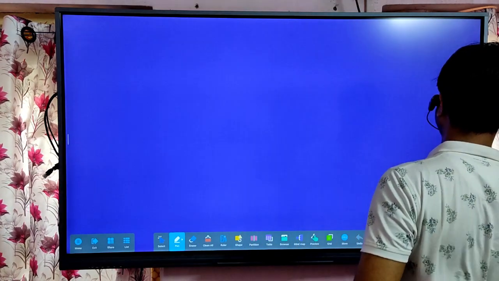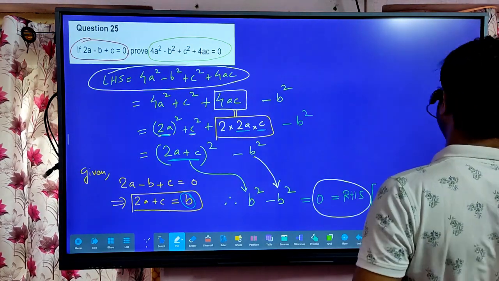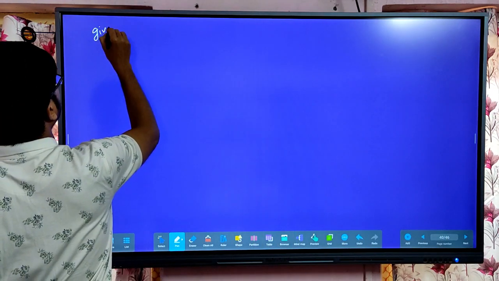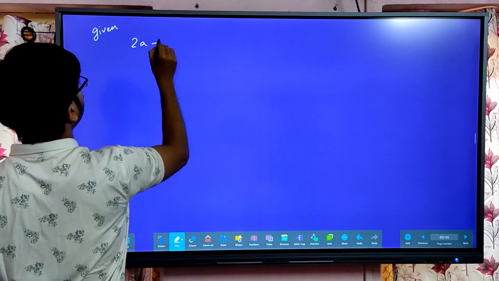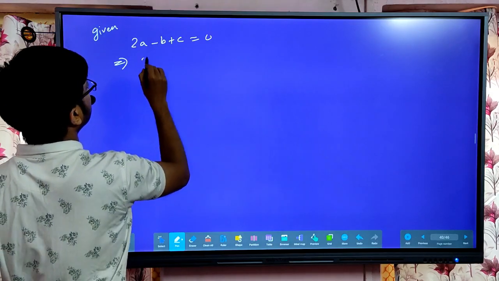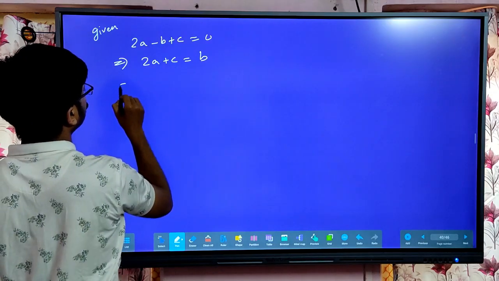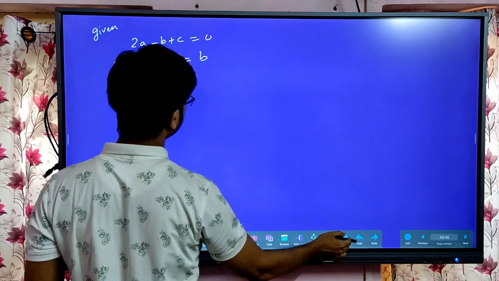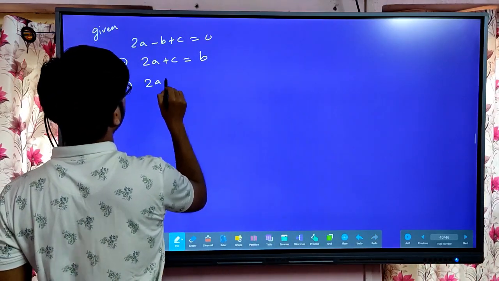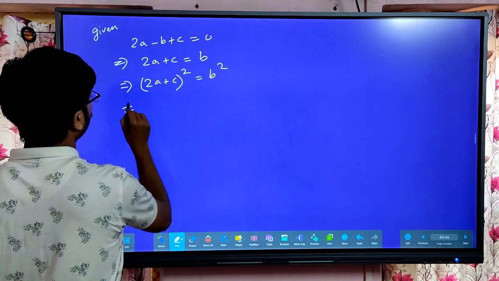Add page. Chalo. It is given 2a minus b plus c equal to 0, or 2a plus c equal to b. Taking squares on both sides, 2a plus c whole square will be equal to b square.